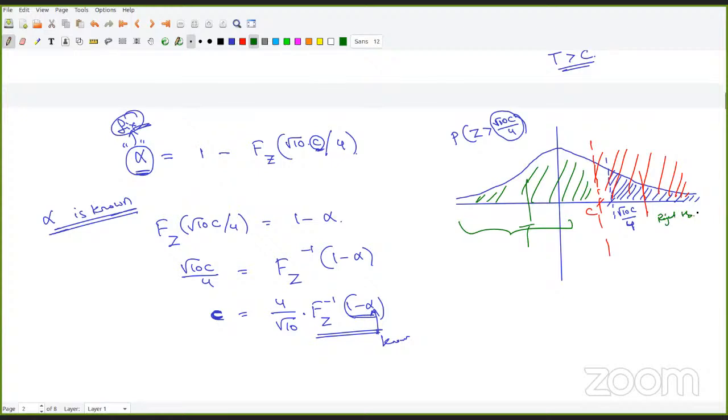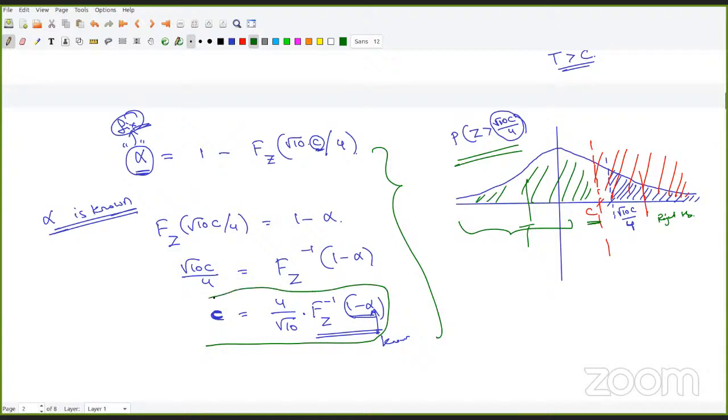But before that, we have to find this particular C. We don't know what C is, so for that C only, we are doing all these probabilities and computations. Ultimately, we will get one C value.